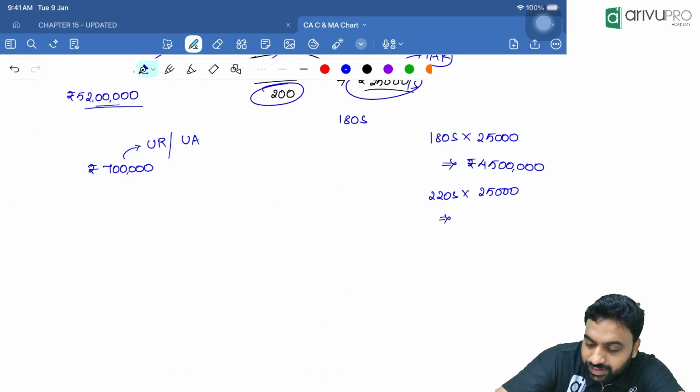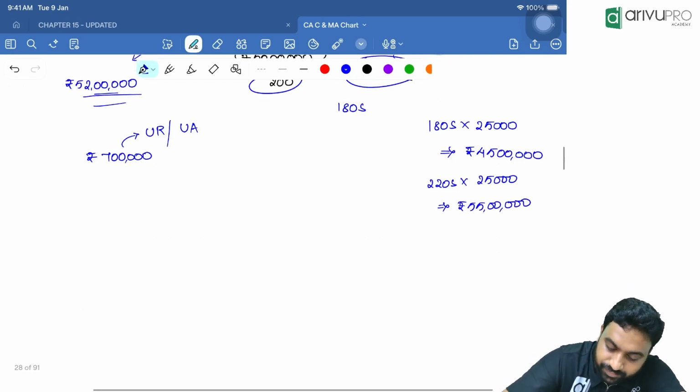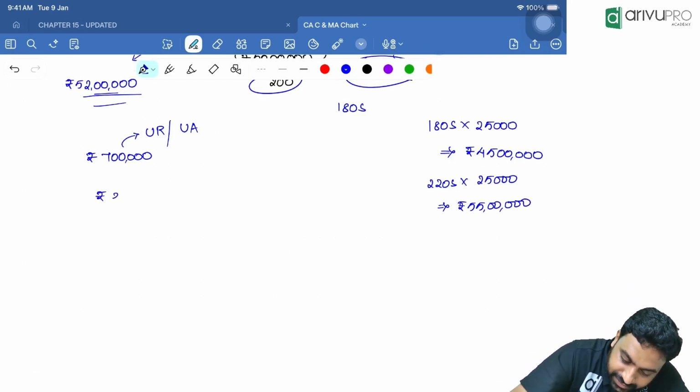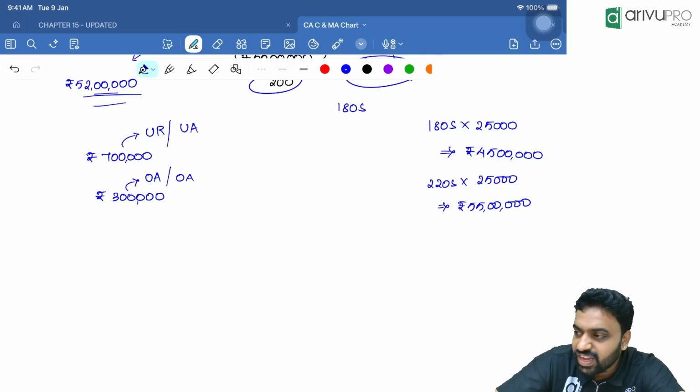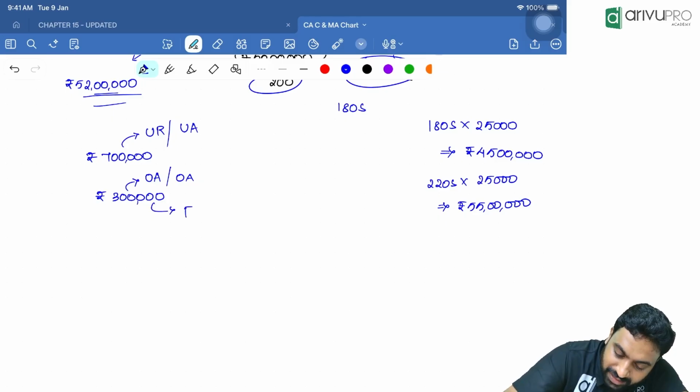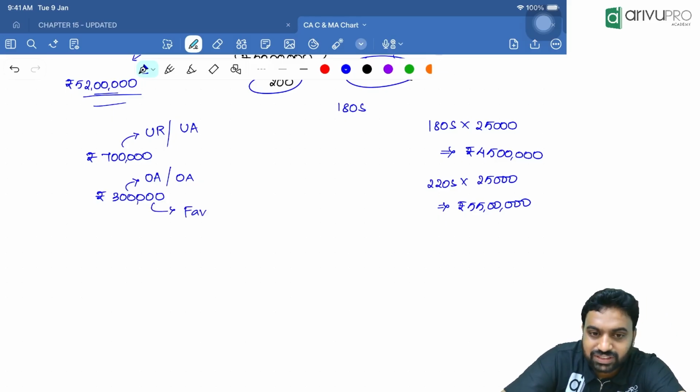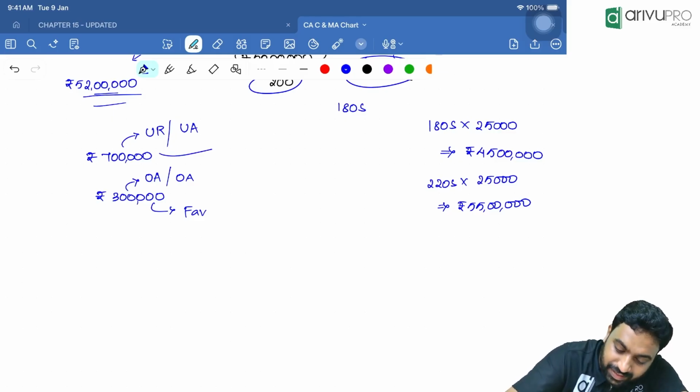Then how much do we recover? We recover 55 lakhs. How much did we incur? In that case, that 3 lakh we call over recovery or over absorption. Tell me which is favorable to ArivuPro, which is unfavorable to ArivuPro. Over recovery is favorable because we incurred less than what we recovered. It's good, no? Whereas under recovery is adverse.